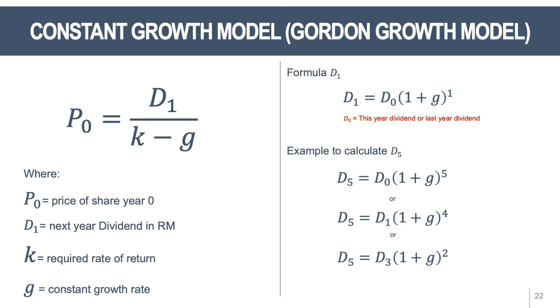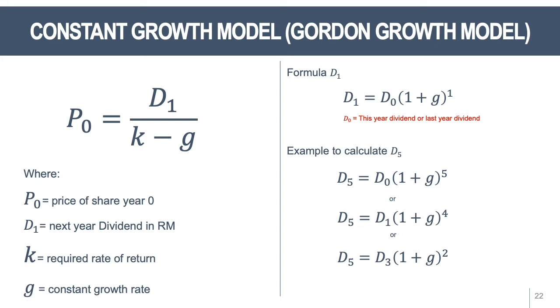For D1, you must make sure D1 is the next year's dividend. If you have this year's dividend, for example, the company pays 5 ringgit this year, that is considered as last year's dividend payment. So this year's dividend or last year's dividend is considered as D0. So how to calculate D1? The formula for D1, or next year's dividend, is equal to D0, this year's or last year's dividend, times 1 plus growth rate to the power of 1.